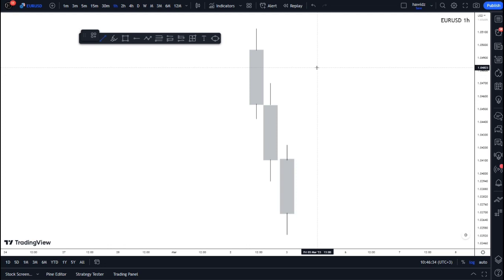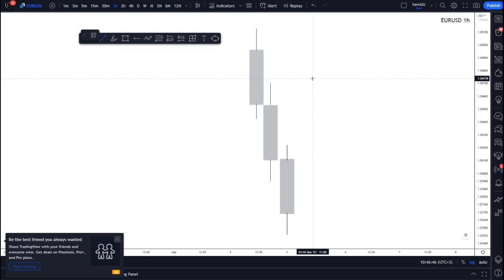And on today's video, guys, I'll be talking about fair value gaps. This is a concept that I've been wanting to share for quite a while now, but the day is finally here. So what's a fair value gap? And how can we use these fair value gaps to our advantage once we understand what they are?